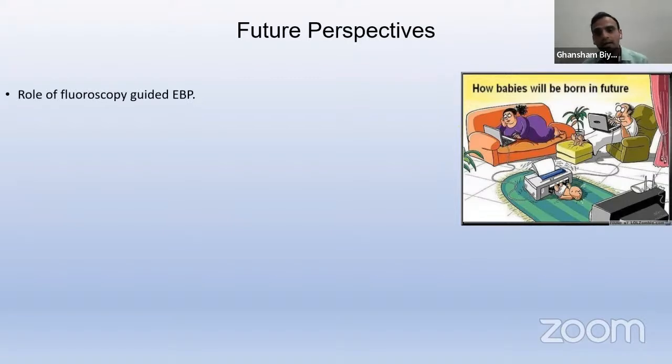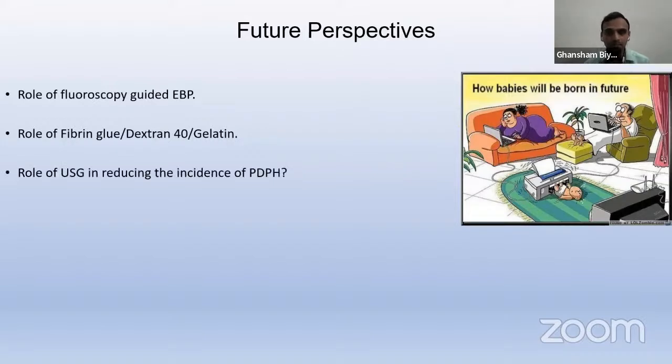So people are looking at different scopes. They are looking at a fluoroscopy-guided epidural blood patch, so they can see exactly where the dural hole is and put the blood exactly at the site. Instead of blood, people are also trying fibrin glue, dextran 40, and gelatin to see how they work out. A very interesting research question for all of us.